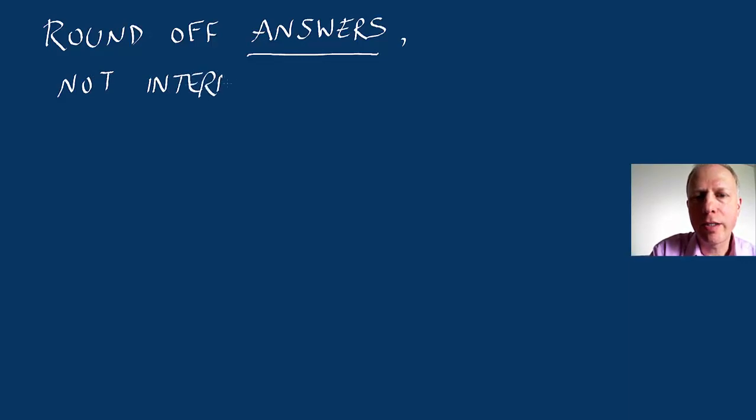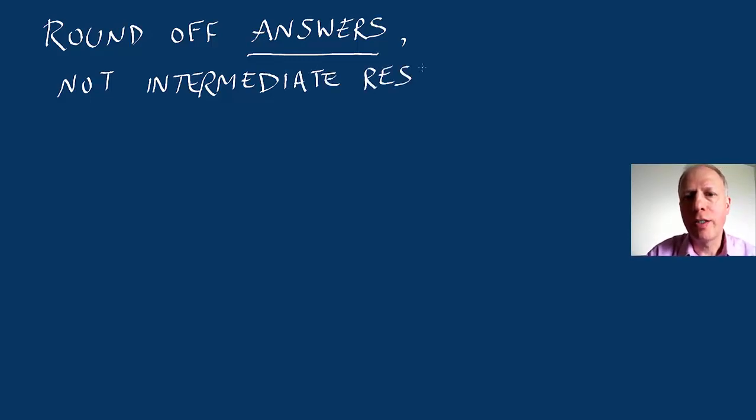Sometimes when you're doing a calculation that has multiple steps, you do some calculation and you get an answer and you use that to go on to the next part of the calculation, or maybe there's parts A, B, C, D in the problem. When it's time to report an answer to a problem, round it off. But along the way, you should use unrounded values.